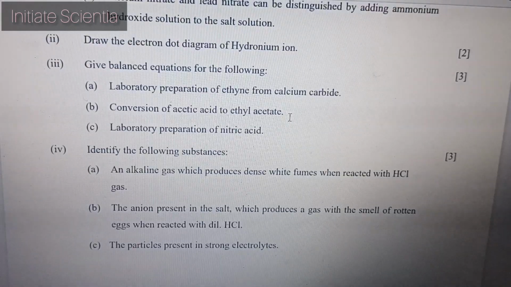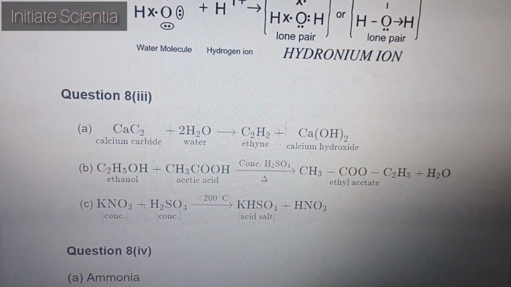Laboratory preparation of nitric acid. KNO3 concentrated plus H2SO4 concentrated at 200 degrees Celsius gives KHSO4 plus HNO3.